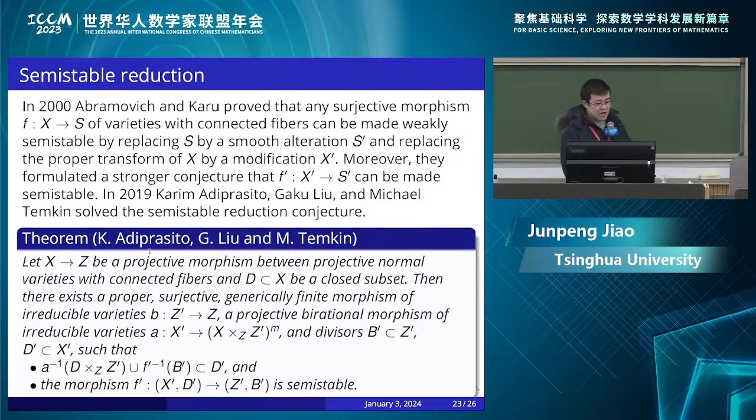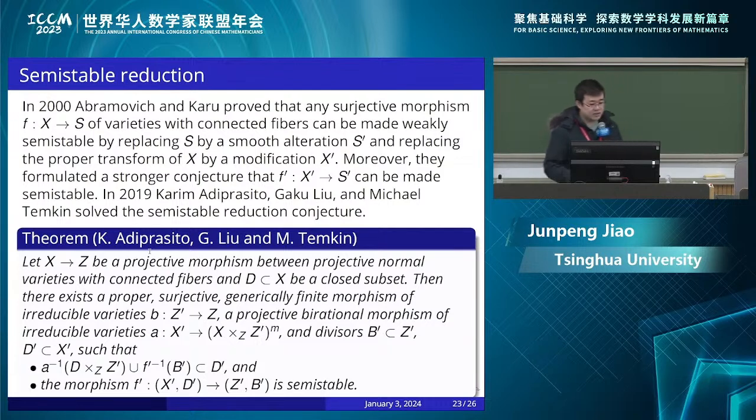In 2000, Abramovich and Karu proved that any surjective morphism of varieties with connected fibers can be made weakly semi-stable by replacing the base by a smooth alteration S' and replacing X by a modification X'. Moreover, they formulated a stronger conjecture that we can make it semi-stable.